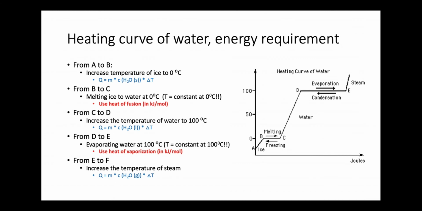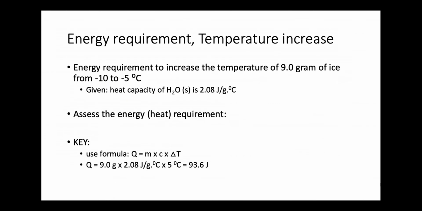Let's practice with two steps of this curve. Let's assume we have 9 grams of ice at -10 Celsius. I want to increase it to a temperature of -5. The heat capacity of ice is 2.08 joules per gram Celsius. Assess the energy or heat requirement. We use the formula Q = mc delta T: m is 9 grams, C is 2.08 joules per gram Celsius, and delta T from -10 to -5 is 5 Celsius. When you calculate that, it's about 93.6 joules. So that's to increase the temperature of my ice.